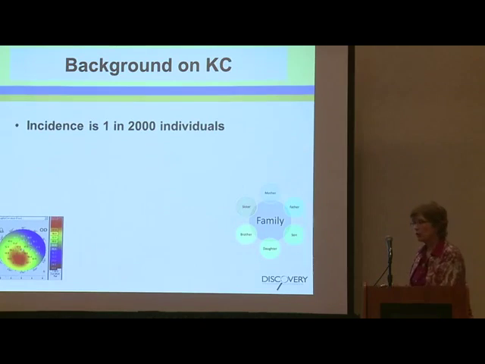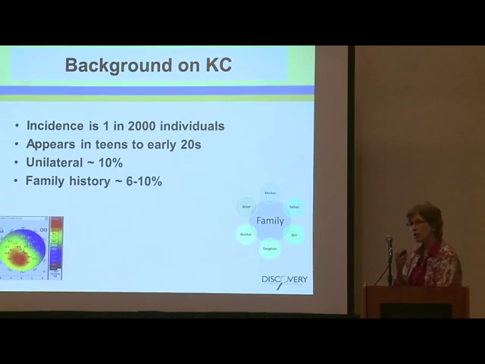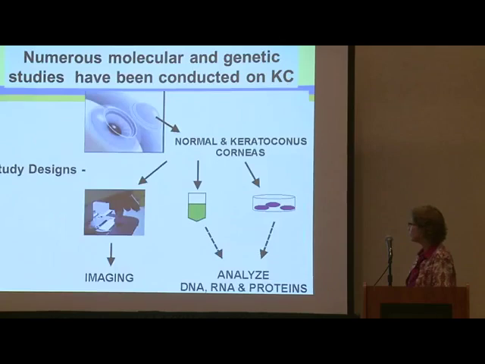Now, in terms of keratoconus, it's stated that the incidence of keratoconus is about 1 in 2,000 individuals. It usually appears in teens and 20s, but as Dr. Bryan said, it doesn't have to. Sometimes people are younger, sometimes they're older. It's unilateral in only 10% of the cases. Most of the time people have it in both eyes. And there's a family history in about 6 to 10% of the patients.